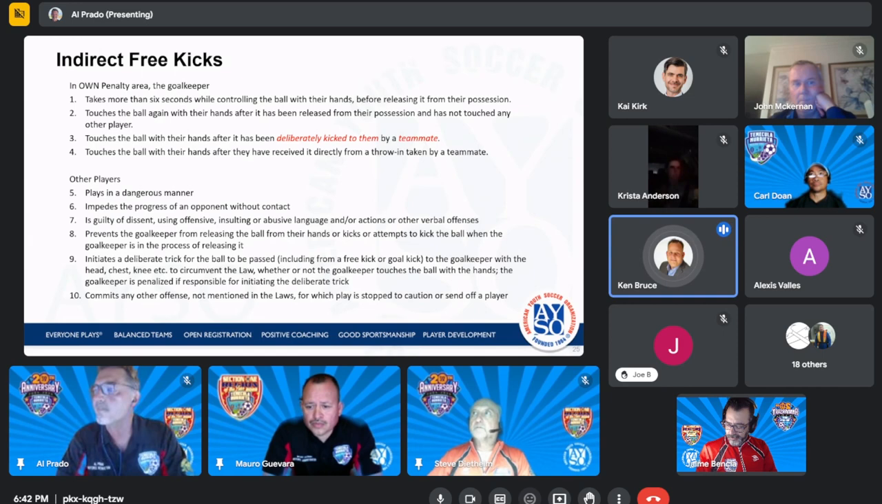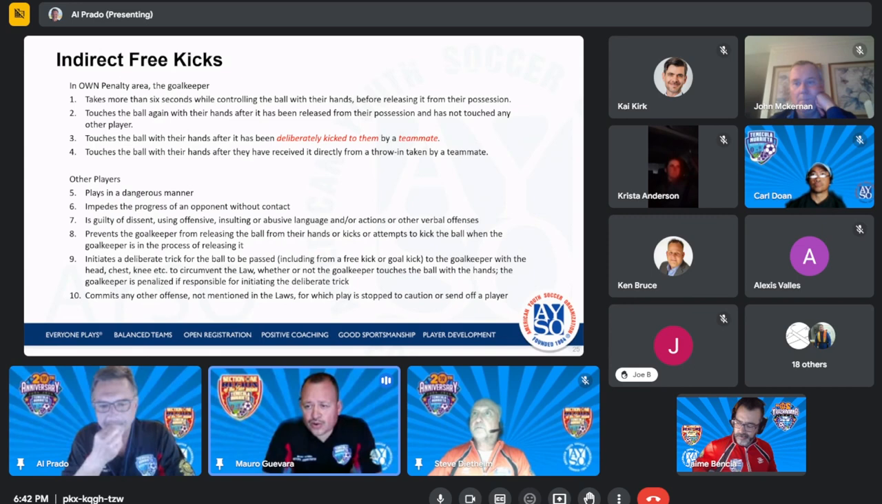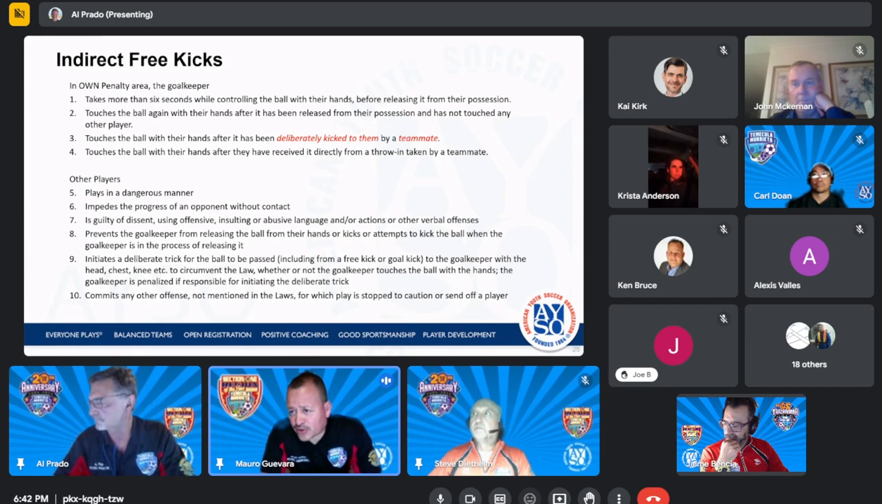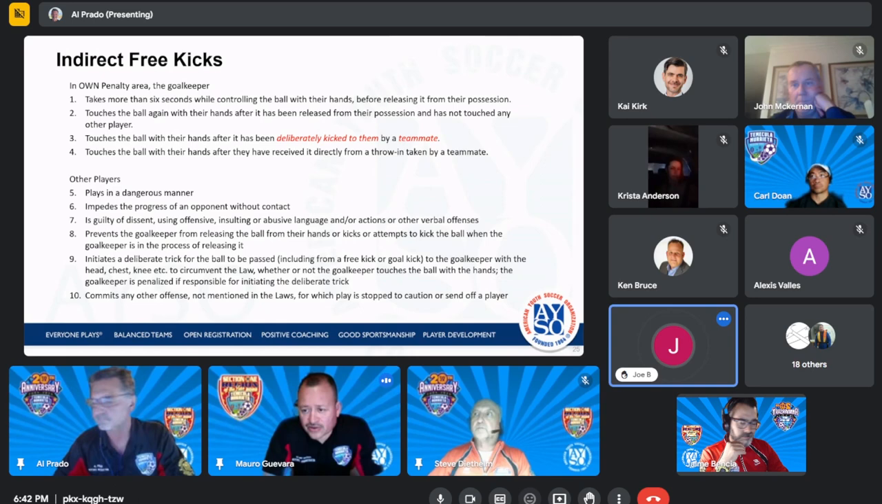You can also use the quarters or the halftimes to correct deficiencies in the first couple of games. If it becomes an issue like throw-ins, say, hey coach, you might want to talk to your players about the proper way to do a throw-in, because after a while it will become an infraction or foul. Also it slows the game down because you're calling bad throw-ins the whole game. That is correct. You're absolutely right.